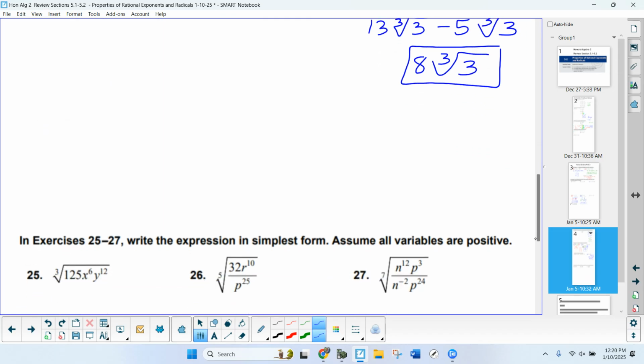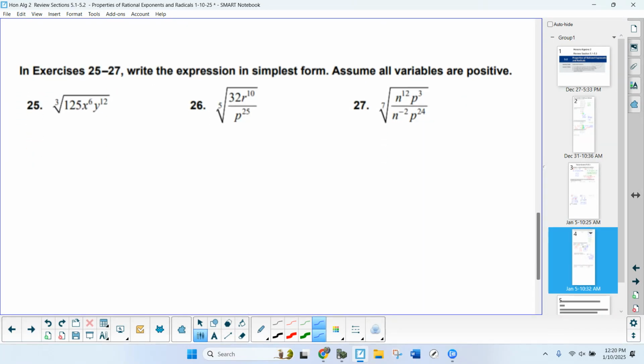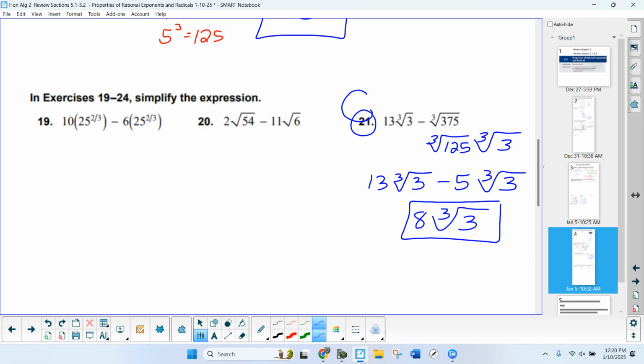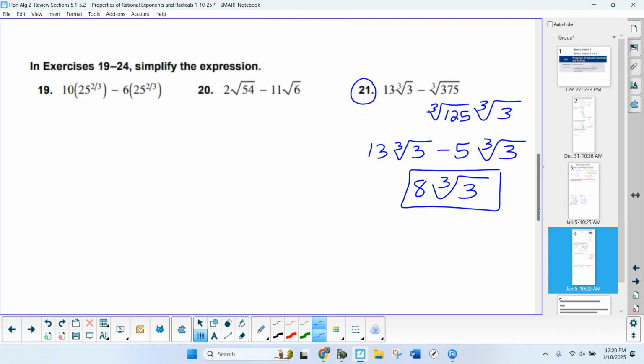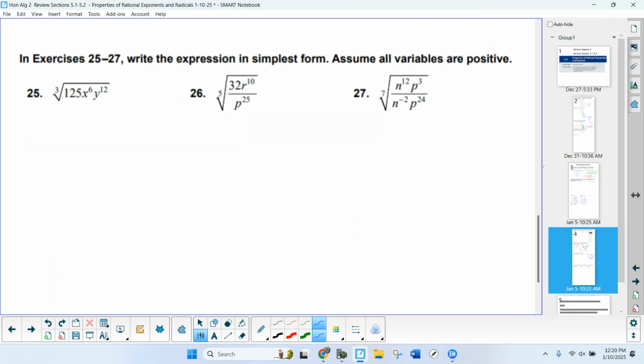Last one is number 27. The board done jumped on me. The board does that. It drives me crazy. The 7th root of n to the 12th, p to the 3rd, over n to the negative 2nd, p to the 24th. See if you guys can get this.